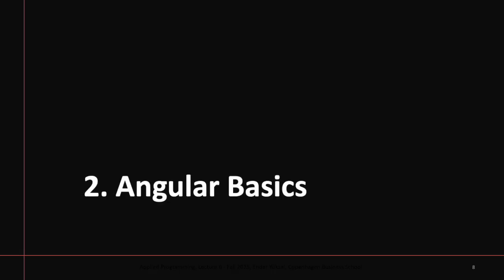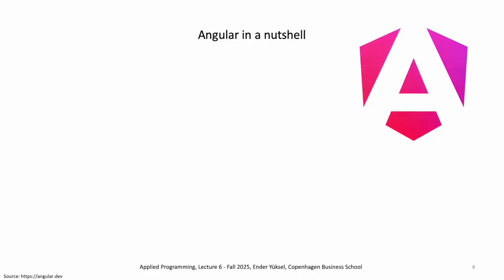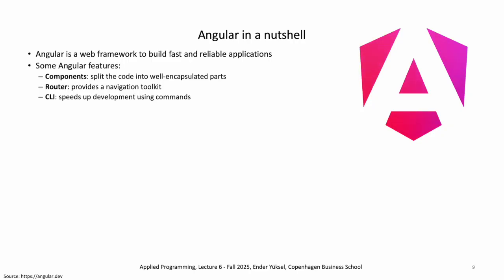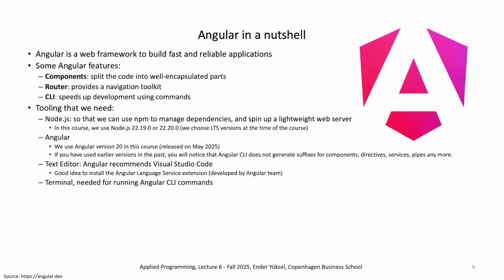Part 2. Angular Basics. Angular in a nutshell. Angular is a web framework to build fast and reliable applications. Some Angular features are components, which split the code into well-encapsulated parts. Router, which provides a navigation toolkit. Command line interface, CLI, which speeds up the development using commands. Let's look at the tooling that we need.